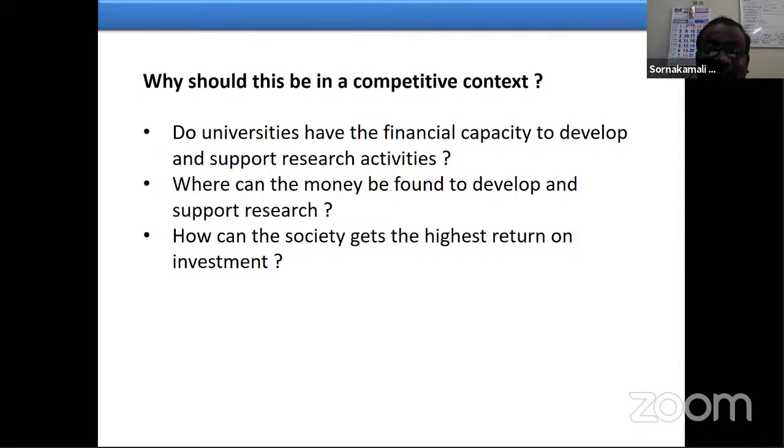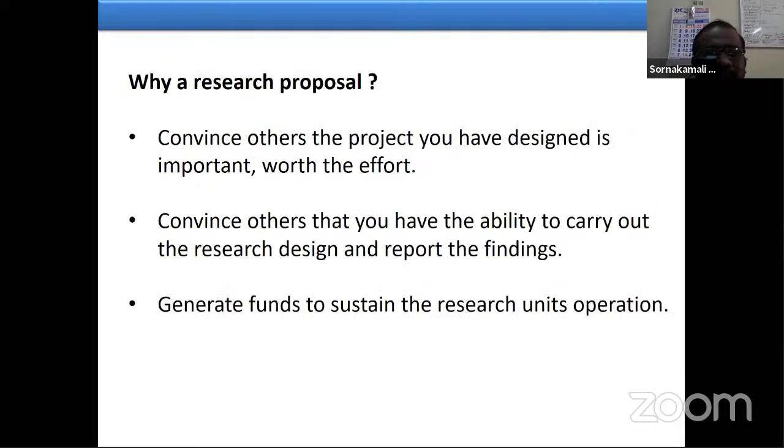They have to write a winning proposal. They have to attract money from the funding agency. So in this way, the university can pay returns to society. Okay. Then why do we have to write a research proposal? It is to convince others that the project we have designed is important and worth the effort. Convince others that you have the ability to carry out independent research, design the experiment, and report the findings, that is, in the form of publications.